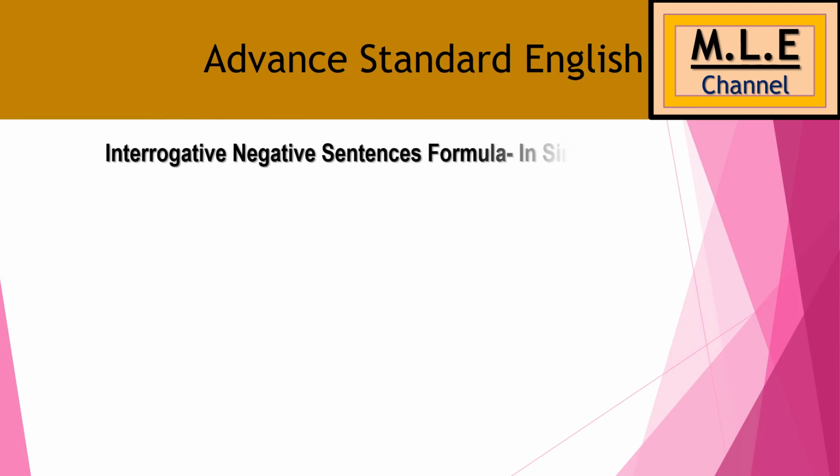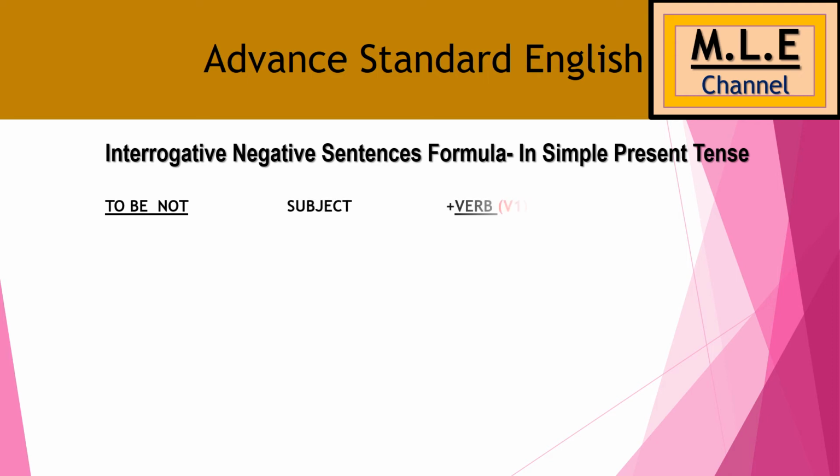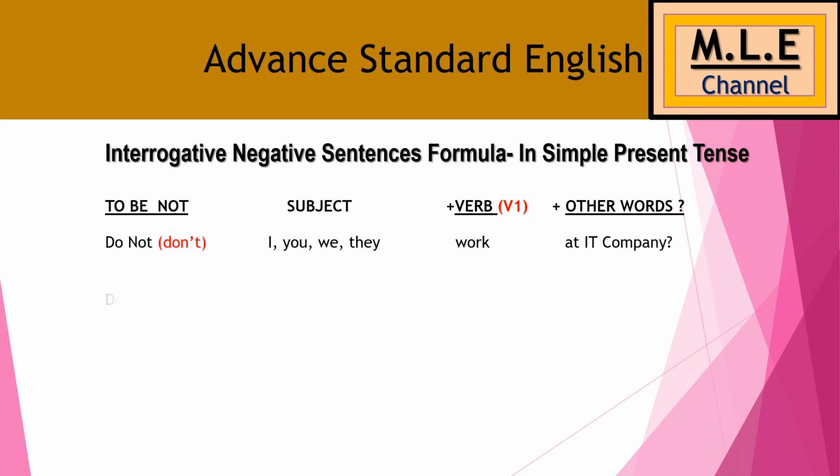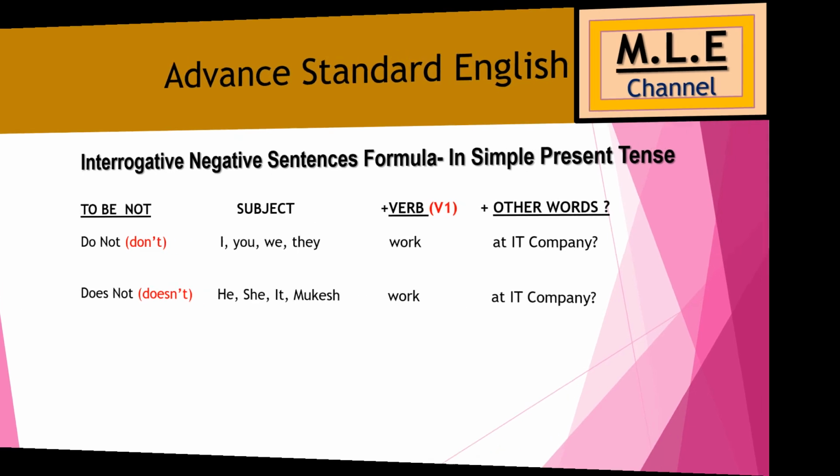Interrogative negative sentences formula in simple present tense. Do, then not, plus subject, plus verb first form, plus other words and question mark. Do not, short form don't, I, you, we, they with the subject, verb first form work, other words at IT company and question mark. Does not, short form doesn't, he, she, it, Mukesh, work, verb first form, at IT company and question mark.